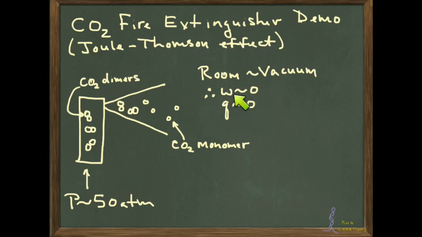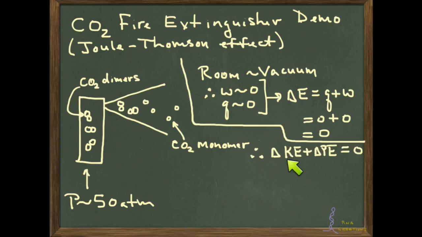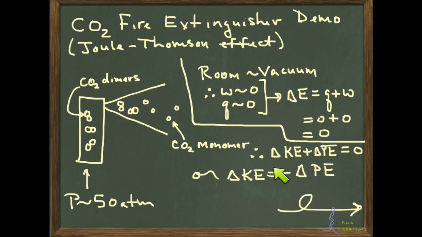is approximately a vacuum compared to what was inside the cylinder. Because of that, the external pressure is close to zero, so in a relative sense, the work is approximately zero. And because the room is approximately empty space and there's nothing to exchange heat with, Q is approximately zero. If that's true, then delta E, which is the sum of Q and W, must be equal to zero. Given that, delta E, which is also equal to the sum of delta KE and delta PE, is zero. And so we know that delta KE must equal minus delta PE.